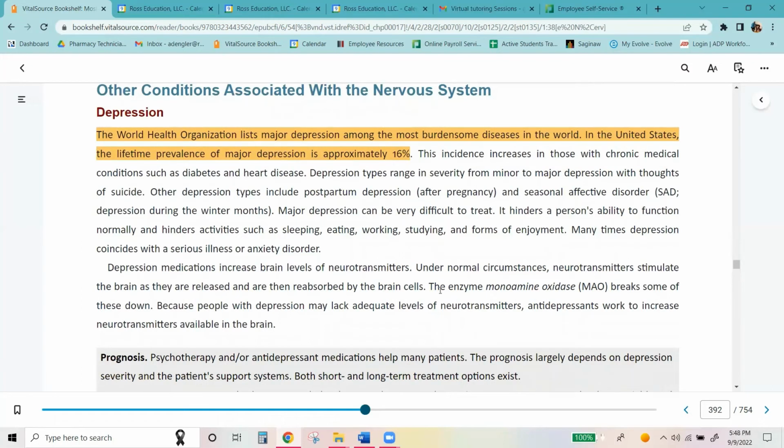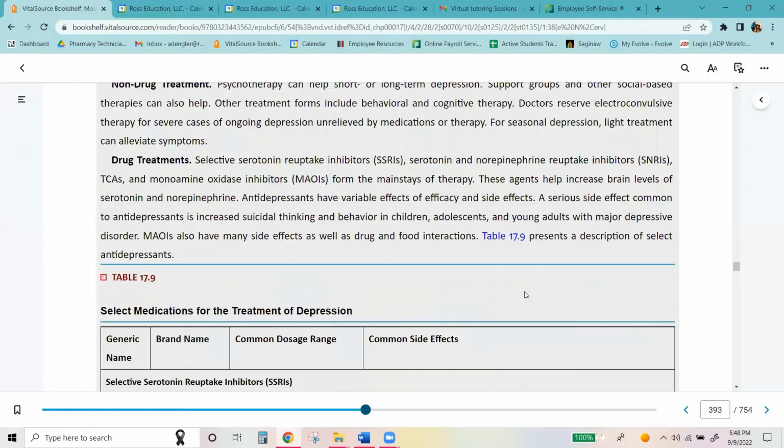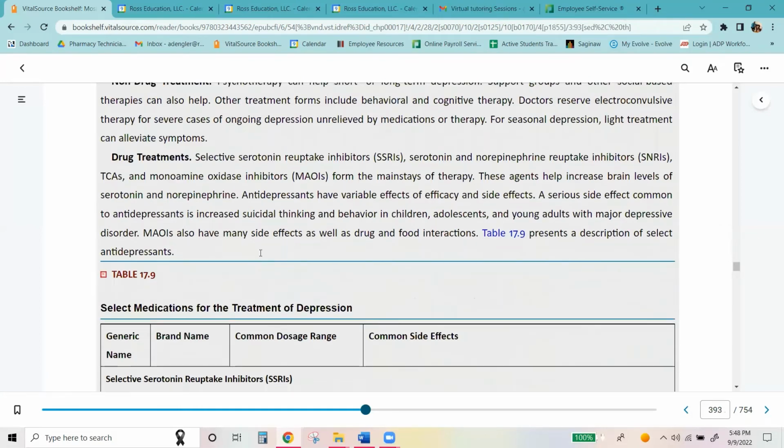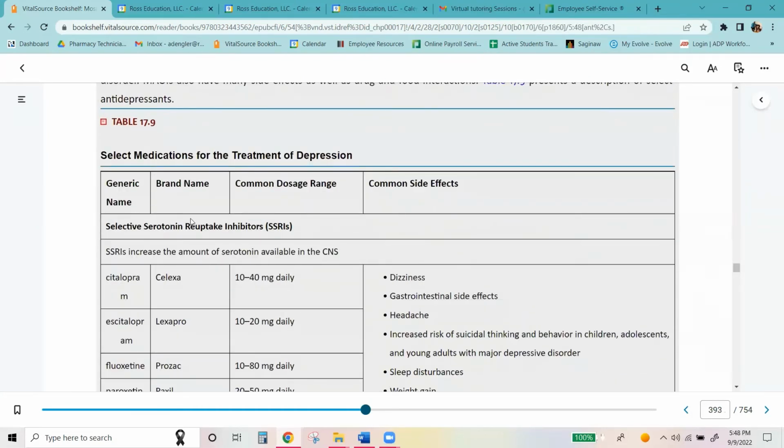Depression medications increase brain levels of neurotransmitters, and under normal circumstances, neurotransmitters stimulate the brain as they are released and then they are reabsorbed by the brain cells. Because people with depression may lack adequate levels of neurotransmitters, antidepressants work to increase the neurotransmitters available to the brain. Table 17.9 lists select medications that are available for the treatment of depression and their class.